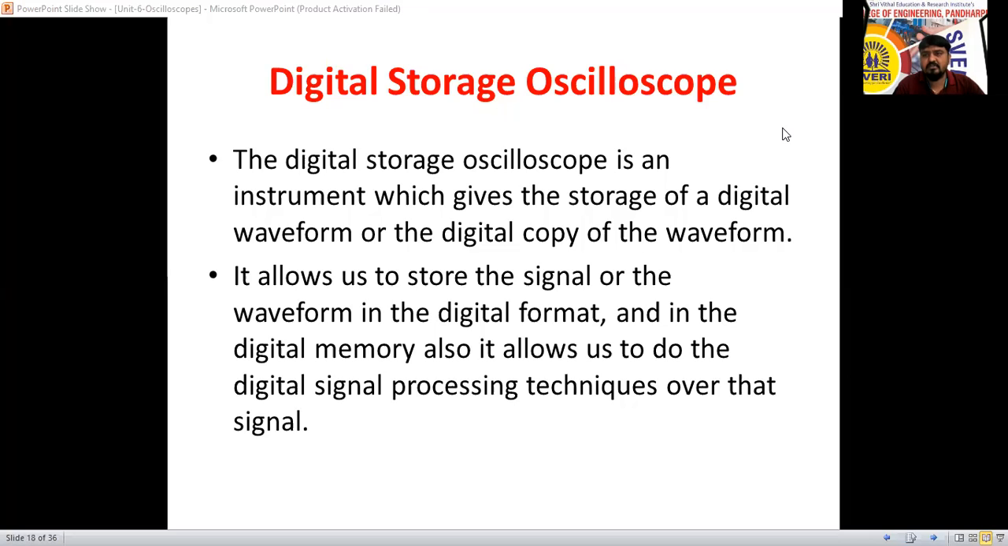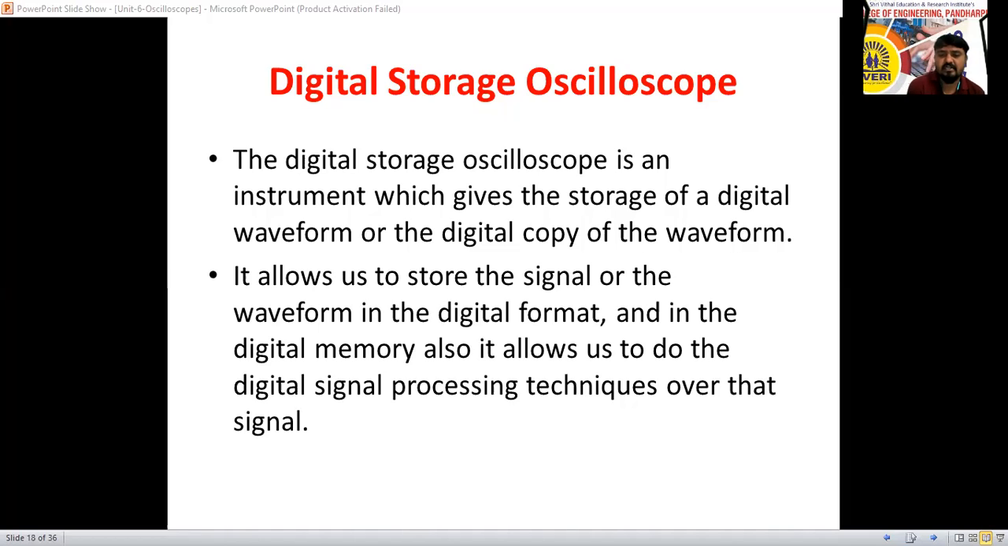In the previous class we discussed the CRO, that is cathode ray oscilloscope. The next part of the oscilloscope is called the digital storage oscilloscope, that is DSO. Today we are going to discuss this DSO. The digital storage oscilloscope is also an instrument.